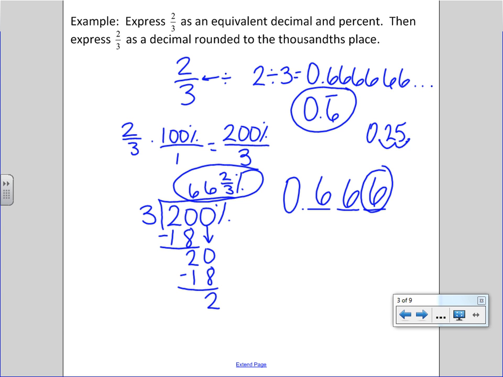To round it to the thousandths place, I have to look at the number that's behind it. The number that would be behind it here is another 6. This 6 tells me that I'm going to round up. I have 0.667. Final answer.